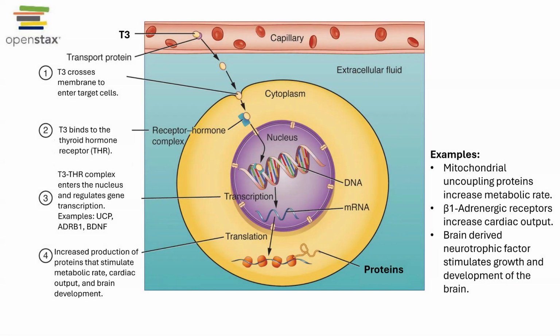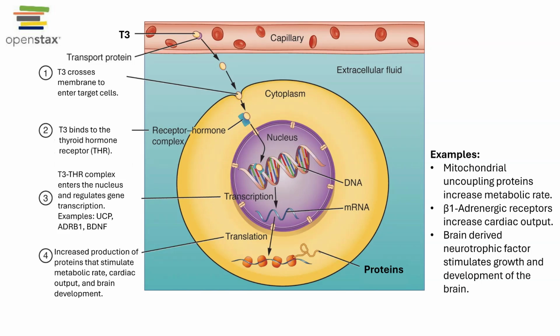T3 is a hydrophobic hormone, so it binds to intracellular thyroid hormone receptors in target cells. Then, the activated receptor hormone complex enters the nucleus to regulate the transcription of genes involved in metabolic rate, cardiac output, growth, and brain development. Mitochondrial uncoupling proteins increase metabolic rate by allowing hydrogen ions to leak across the inner mitochondrial membrane. This reduces ATP production efficiency and increases heat generation.